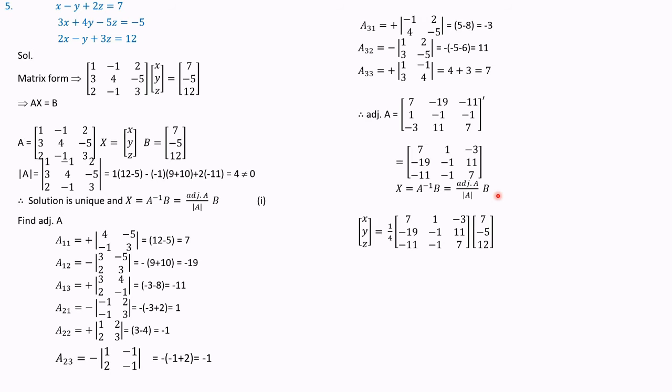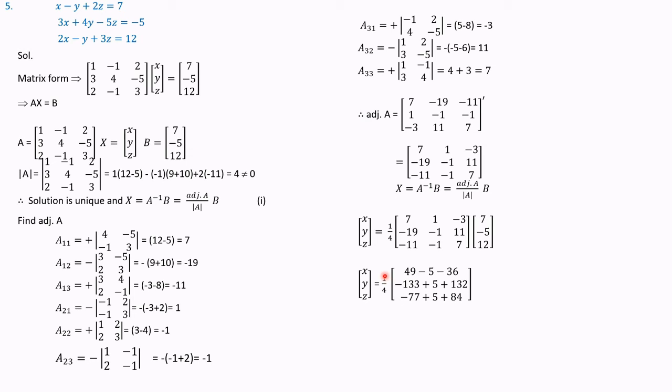So that can be written as X, Y, Z on the left hand side, matrix, equal sign as it is. Adjoint A is 7, 1, minus 3, minus 19, minus 1, 11, minus 11, minus 1, plus 7. So it is copied here. And the determinant A value is 4, so 1 by A is 1 by 4, into B, which is 7, minus 5, 12, as in the given equation. So let us find here.